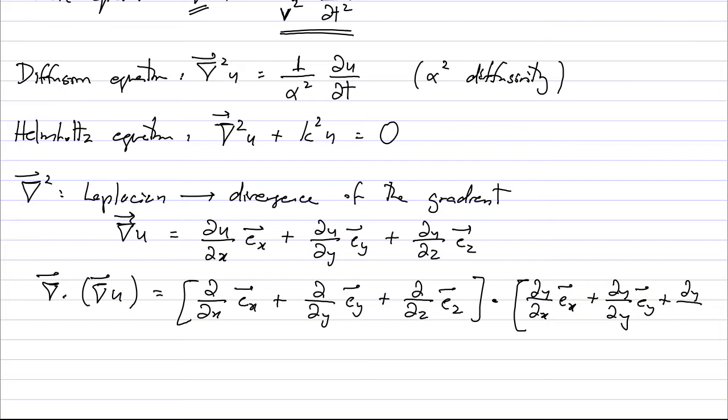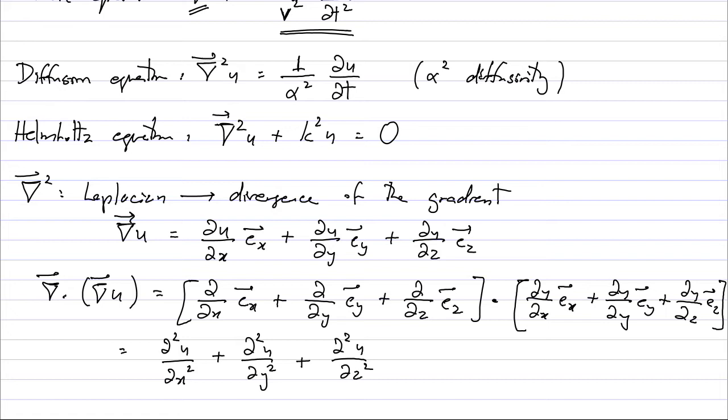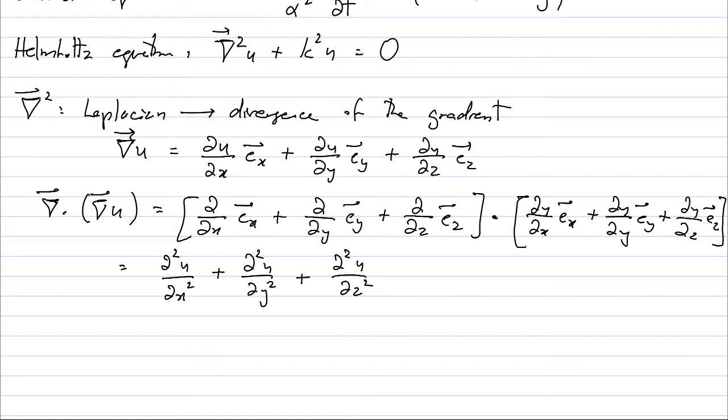And this is simply equal to the double partial derivative of u with respect to x, plus the double derivative of u with respect to y, plus the double derivative of u with respect to z. Okay. So as promised, the Laplacian has put forth some partial derivatives. So that's what the Laplacian of a scalar field in Cartesian coordinates looks like.